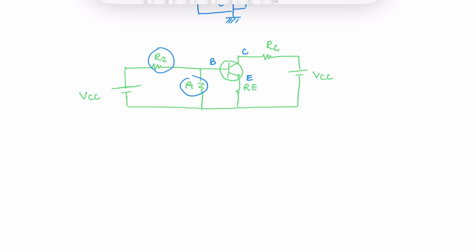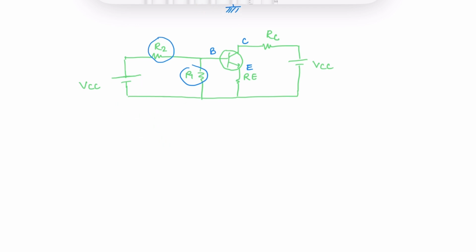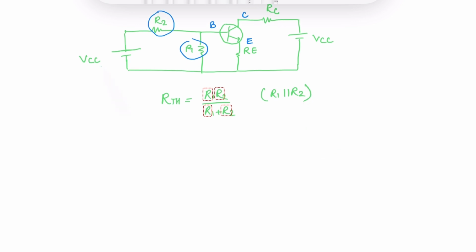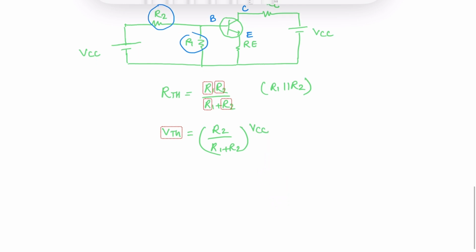If we try to find the equivalent voltage over this area, we are going to calculate it using Thevenin's equation. According to that, the equivalent resistance is going to be R1 R2 divided by R1 plus R2, since R1 is parallel to R2 in this case. And when we find V Thevenin, it's going to be R2 upon R1 plus R2 times VCC. This is going to be our voltage.